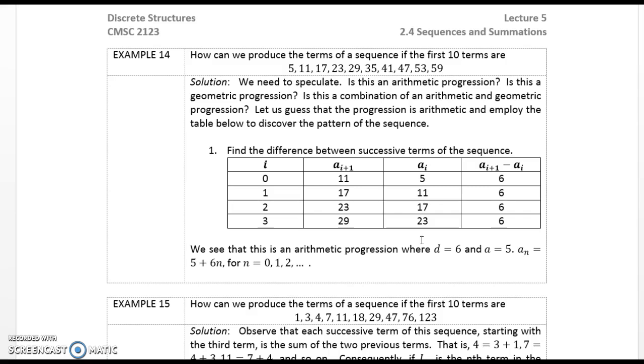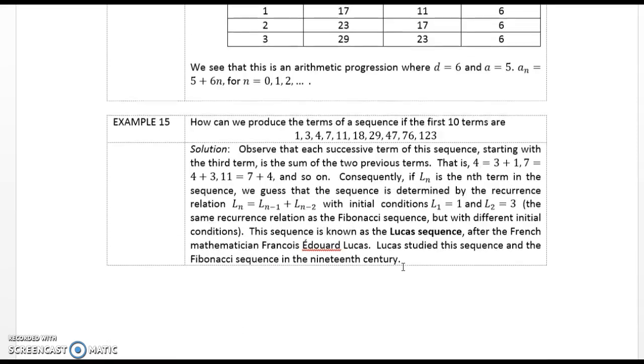Let us guess the progression is arithmetic and employ the table below to discover the pattern of the sequence. Here is our subscript i, here is the i plus 1 term, and here is the ith term. So we subtract the ith term from the i plus 1 term, and we see that the constant is 6. We see that this is an arithmetic progression where d is equal to 6, and a is equal to 5, and a sub n is equal to 5 plus 6n for n equals 0, 1, 2.